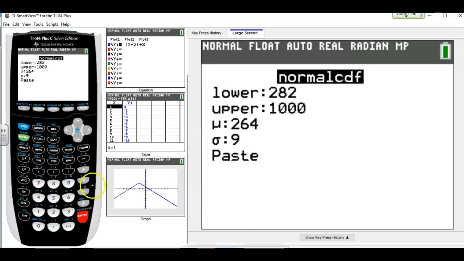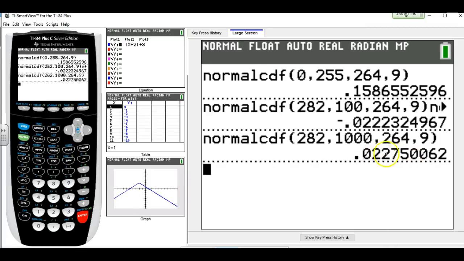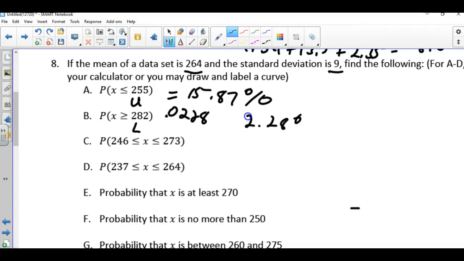CDF. 282. Upper bound 1,000. 264.9. Come on. There we go. So 5 decimal places to round to 4, so 0.0228. Or you could put 2.28%. That's fine.